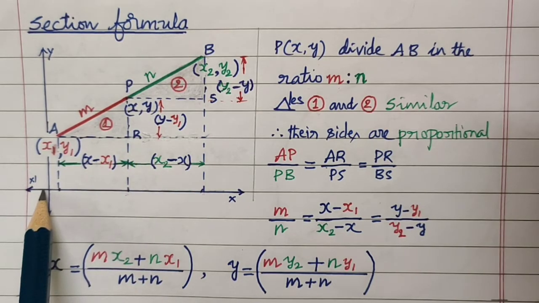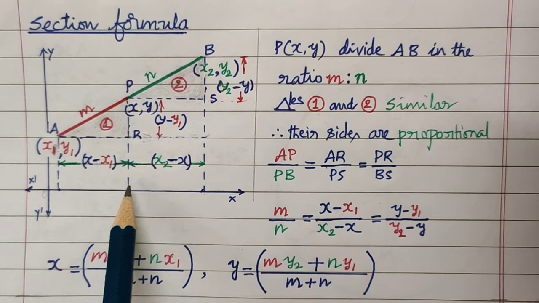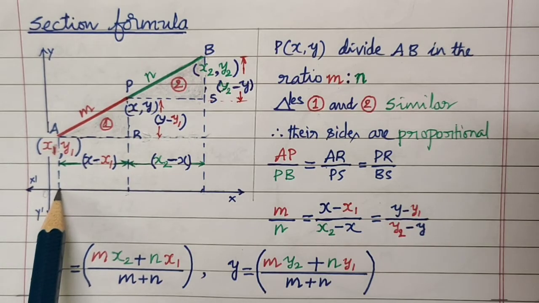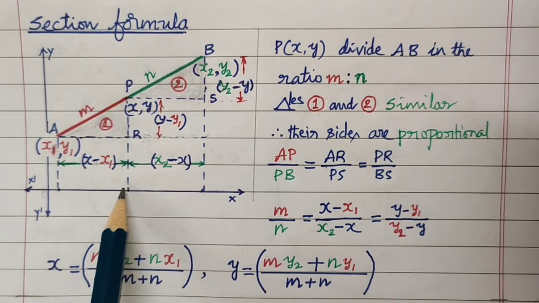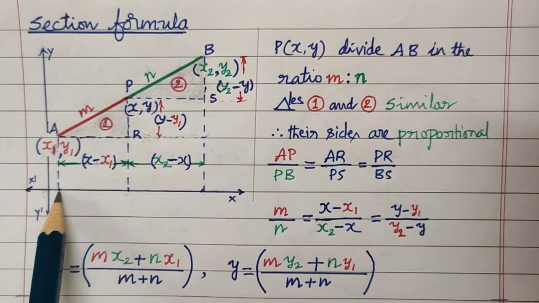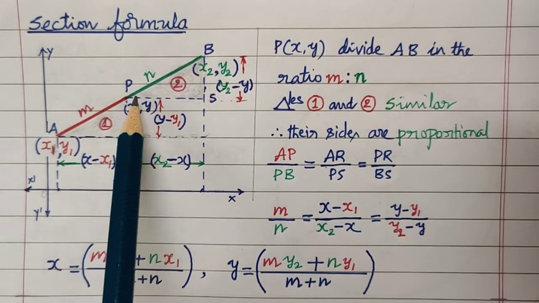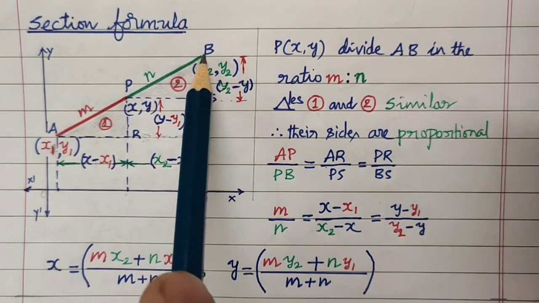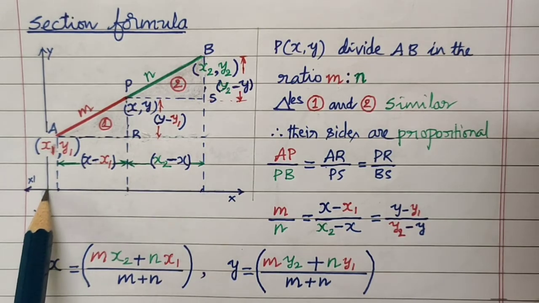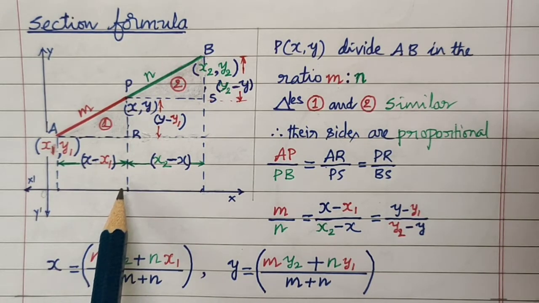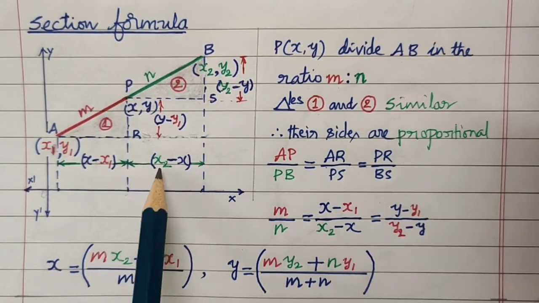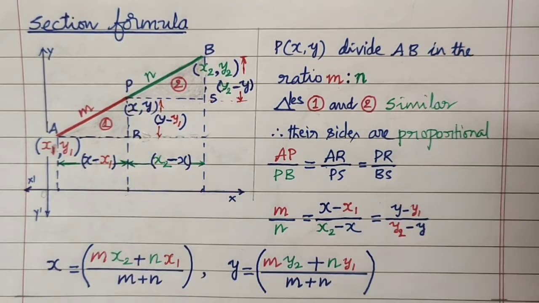From the origin to here, the distance is x. The distance from this point, on the x-axis, is x1. Therefore, x minus x1 will give this distance, AR. Similarly, this part, on the x-axis, is x2, and from here to here it is x. Therefore, this distance, PS, is equal to x2 minus x.